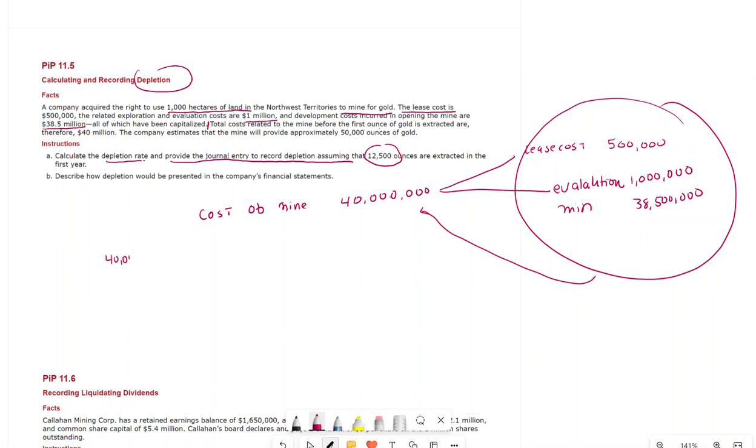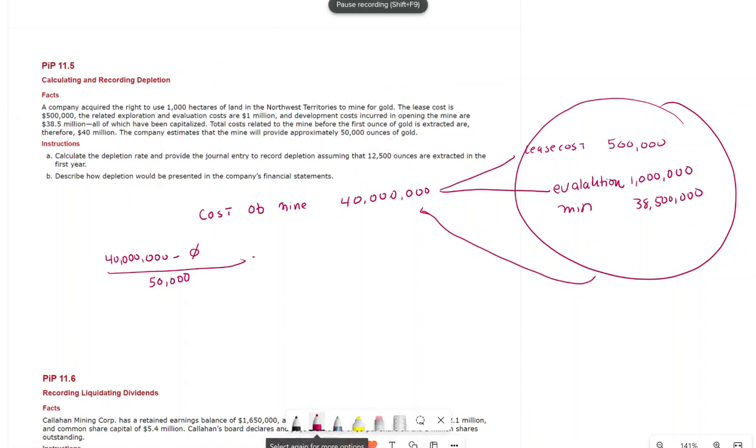So the cost is $40 million, and the company estimates that the mine will provide approximately 50,000 ounces of gold. There's nothing going to be left. We're going to extract till the end. So in this case, we estimated that we're going to take out 50,000 ounces of gold. And how much did we extract in the first year? They told us in the question we extracted 12,500 ounces of gold in the first year.